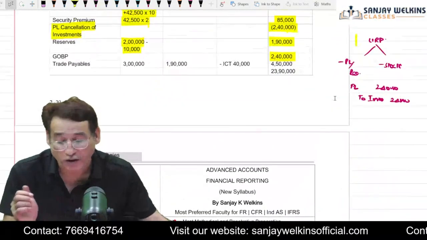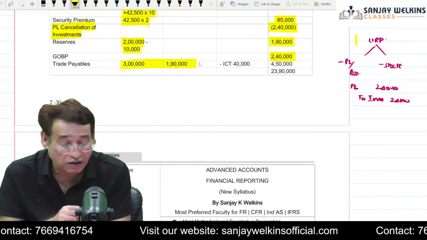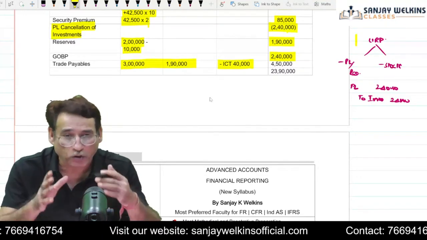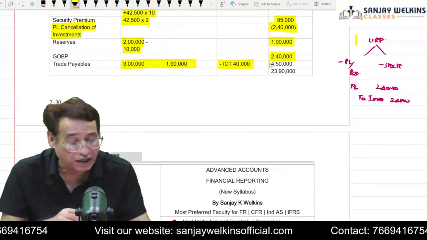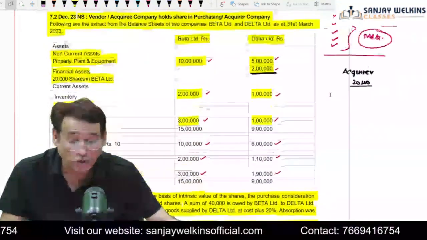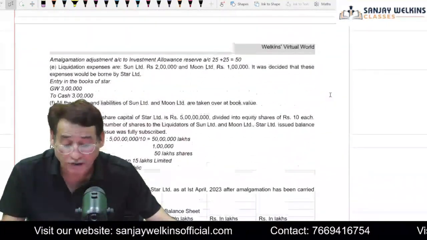This was the point. Now, gain on bargain purchase 2,40,000, and then trade creditors, there is an intercompany transaction. Intercompany transaction will be subtracted from both the liability side and the asset side also. This is a very interesting question, and you need to do it again by yourself to comprehend it better.